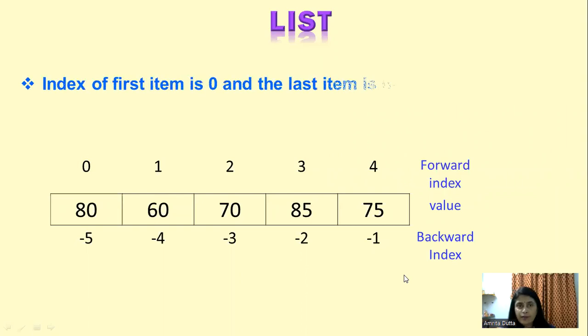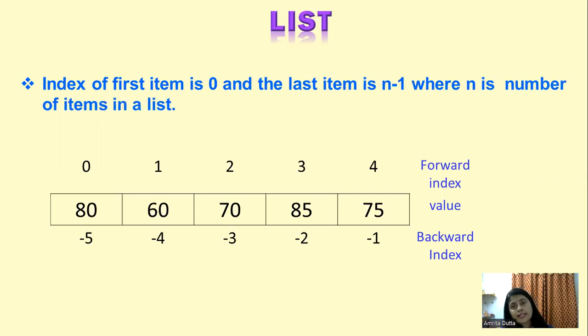The index of the first item of a list is 0, that we have already seen just now, and the last item is n-1. What is n? N is nothing but the number of items in the list. As you can see here, the first index is 0, then 1, then 2, then 3, then 4. So there are altogether 5 elements with the index starting from 0. So the last index is 5 minus 1, that is 4. This way of indexing is known as forward indexing. Now what about backward indexing? It starts from -1, then -2, -3, -4 and -5. So list indexing can be done by either forward indexing or backward indexing. And at each index, the values are placed in the list.